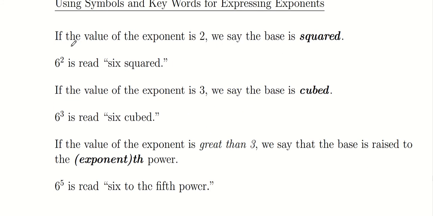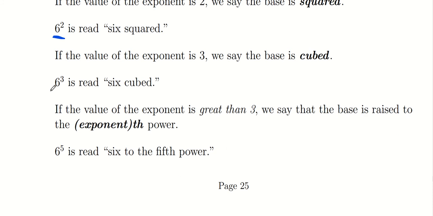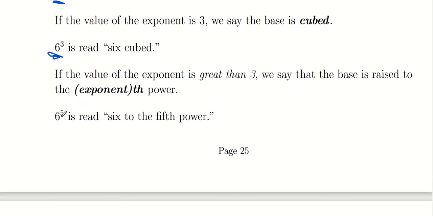A lot of times we'll give a couple special names to the powers of 2 and 3. If you have 6 to the 2nd power, this is also referred to as 6 squared. If we have something that's being raised to the 3rd power, we'll often say that base is being cubed. So 6 to the 3rd could also be read as 6 cubed. And then for exponents higher than 3, we generically say it's raised to the nth power. So for example, if I had 6 to the 4, we would read this as 6 to the 4th power. If we have 6 to the 5, that would be read as 6 to the 5th power.